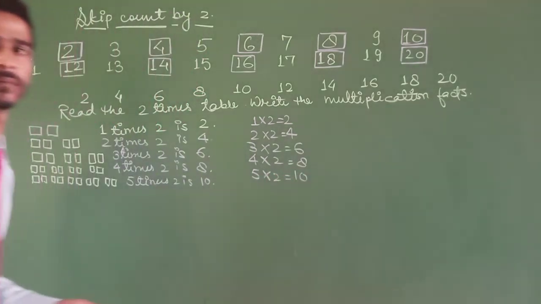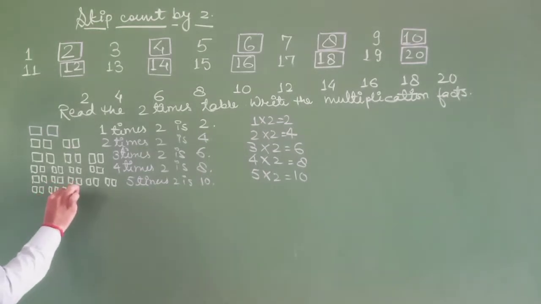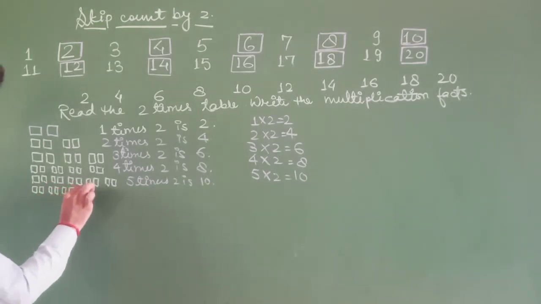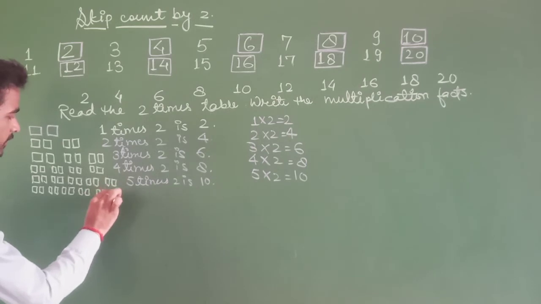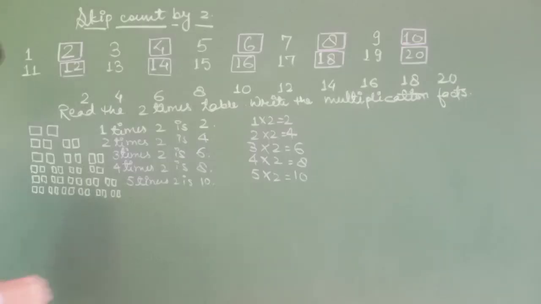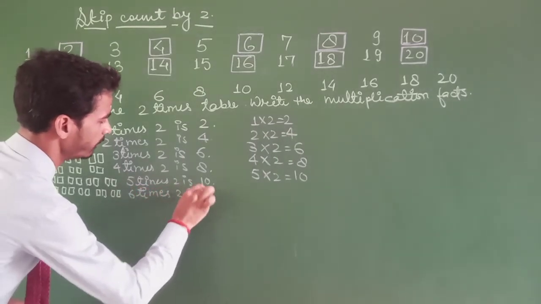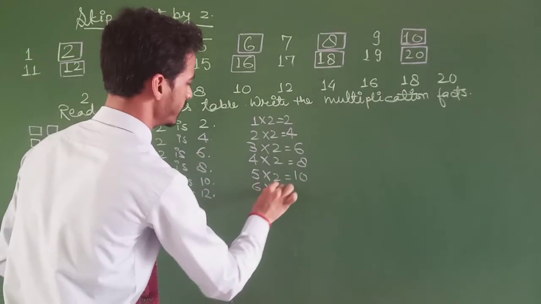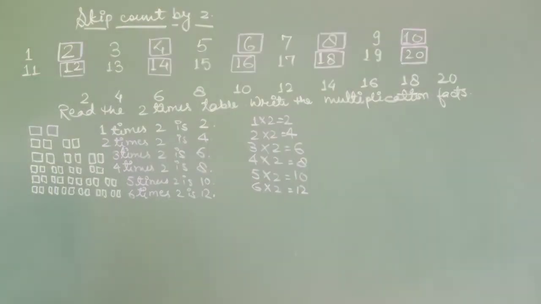to 10. Now 6 times 2 is 12, and the multiplication fact will be 6 multiplied by 2 is equal to 12. And now the next is 7 times 2.